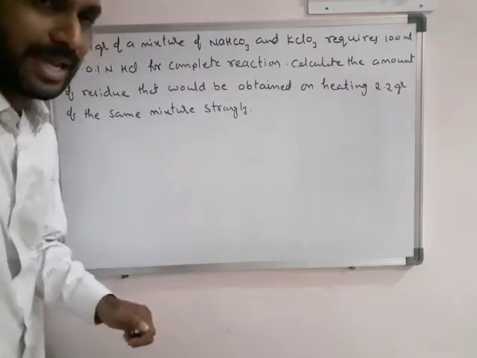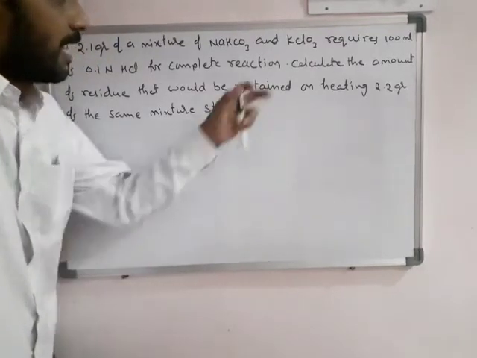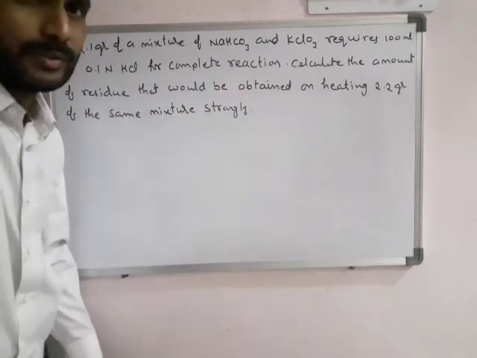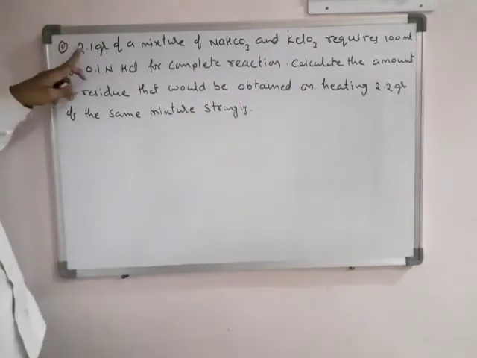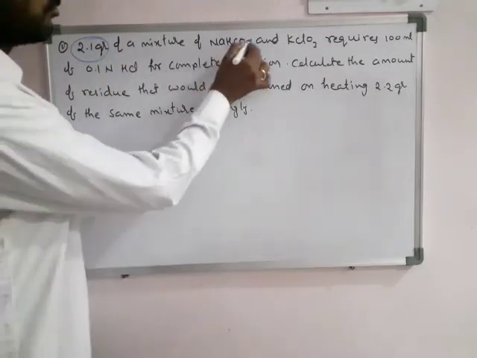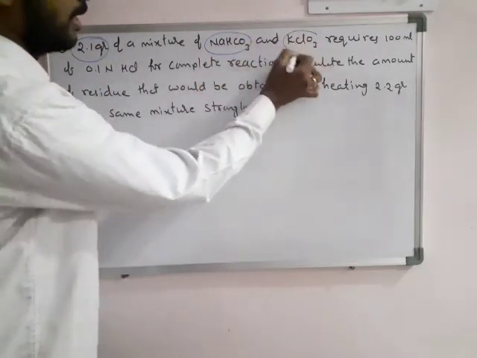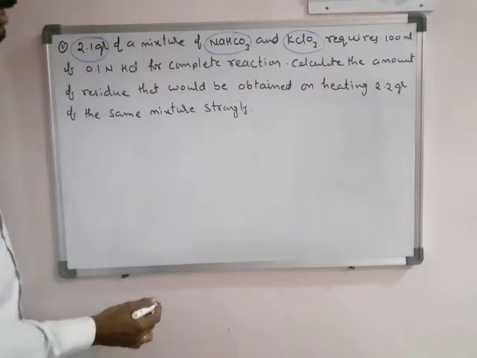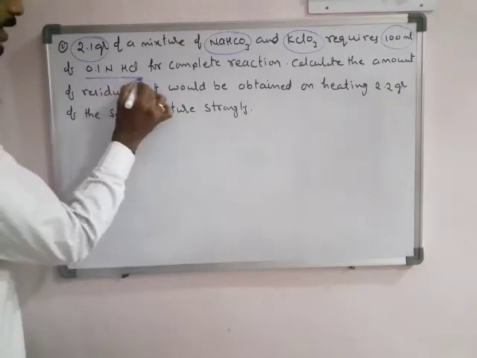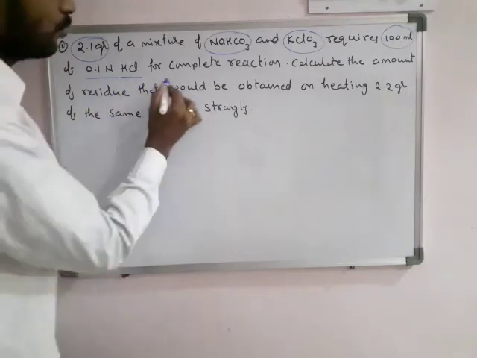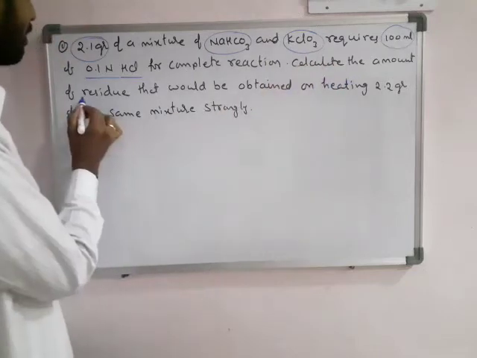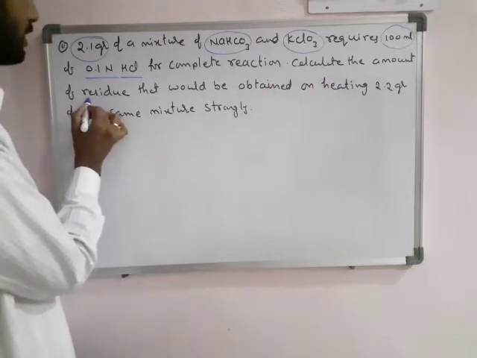Here we do some calculations having a mixture. The mixture is reacting with a particular compound. 2.1 gram of a mixture of sodium hydrogen carbonate and potassium chlorate need 100 milliliter of 0.1N hydrochloric acid for complete reaction. So we need to calculate the amount of residue.